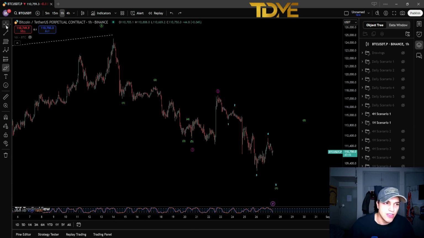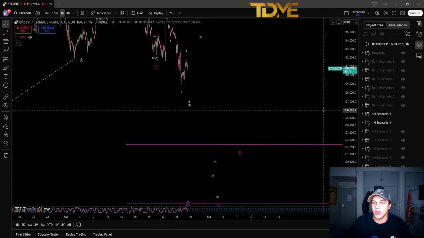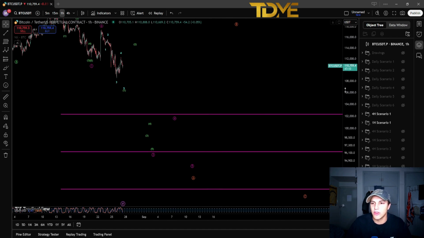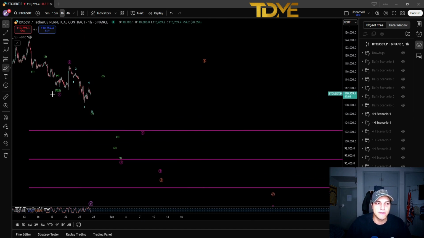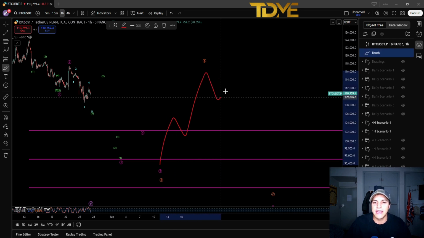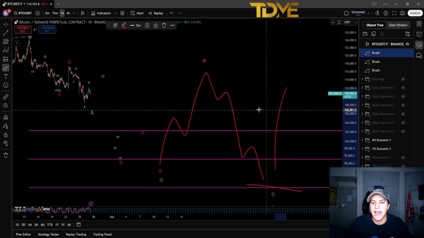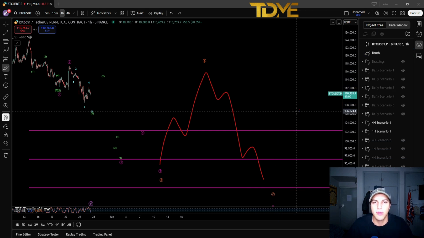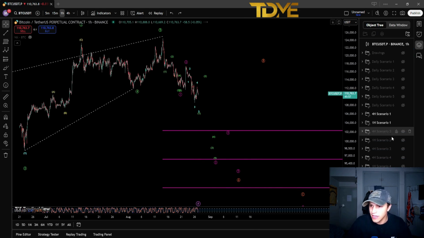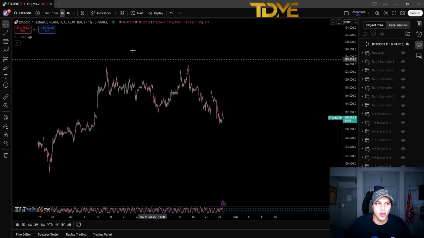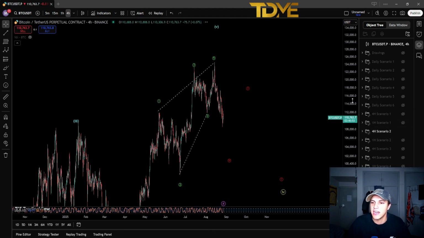So this is what we are looking for in this scenario: 5 waves down in wave A, followed by a 3-wave structure in wave B, and then another 5 waves in wave C to complete this wave 2, and then we see much more bullish price action.